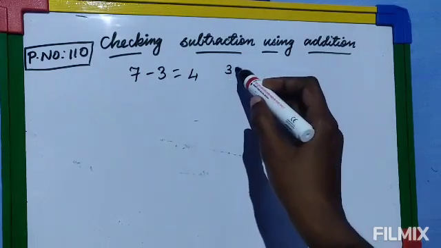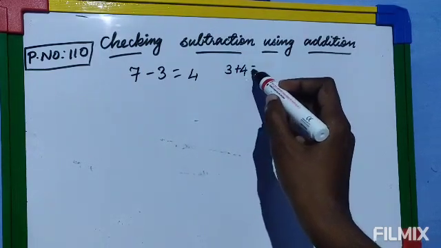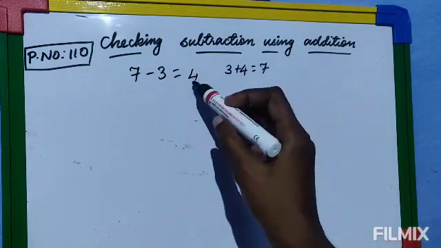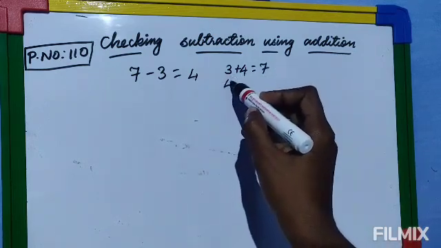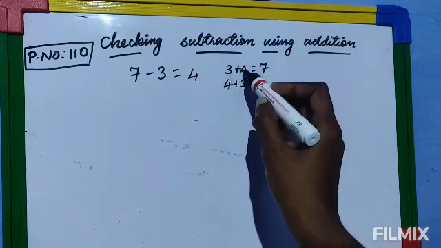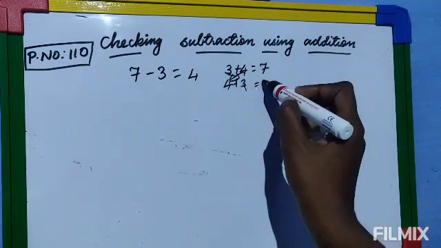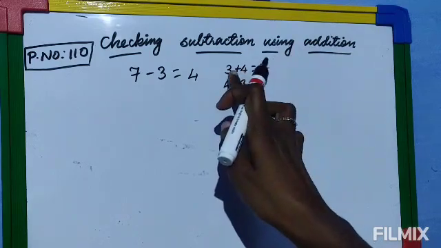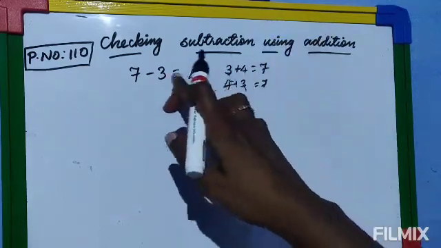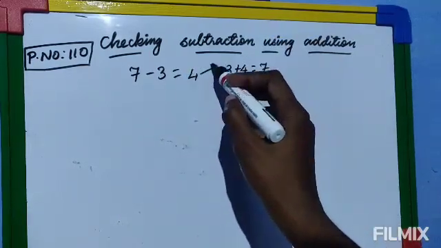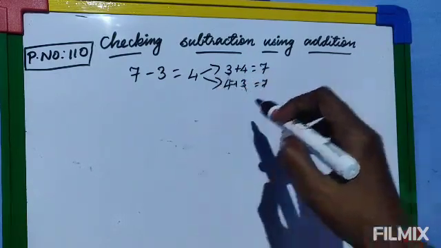If you add 3 plus 4 you will get 7. In other words, 4 and 3. You are just changing the order of the numbers. So 4 plus 3 you will get 7. Okay, so these are the two addition facts for this subtraction. So each subtraction has two addition facts.